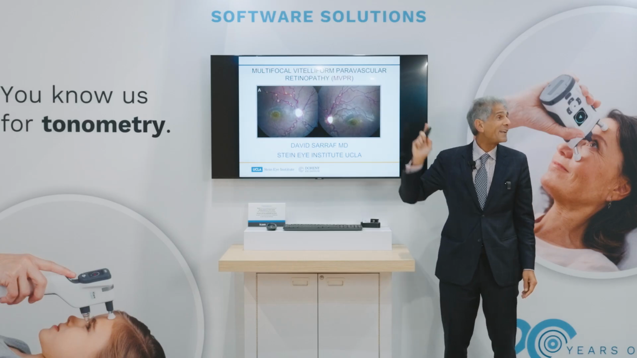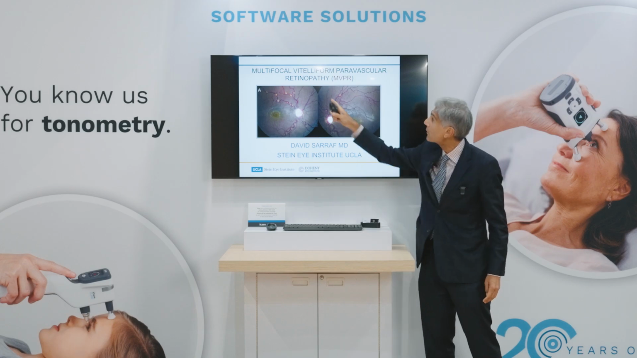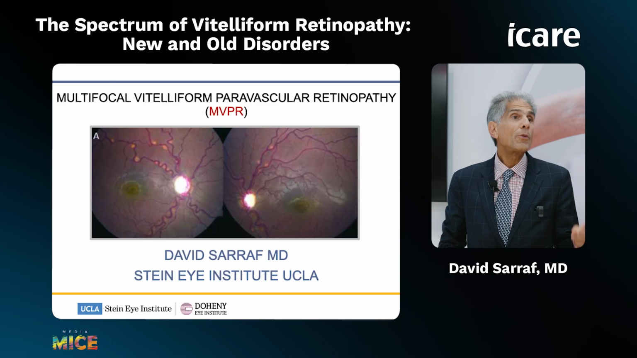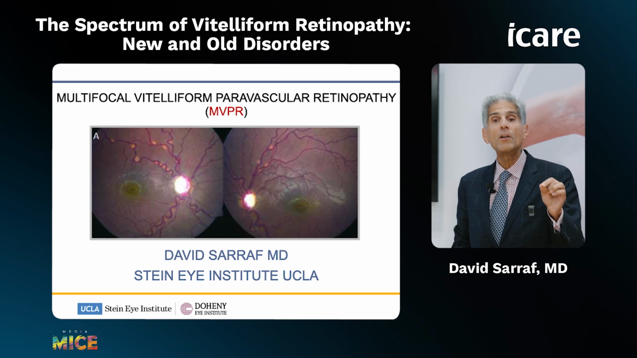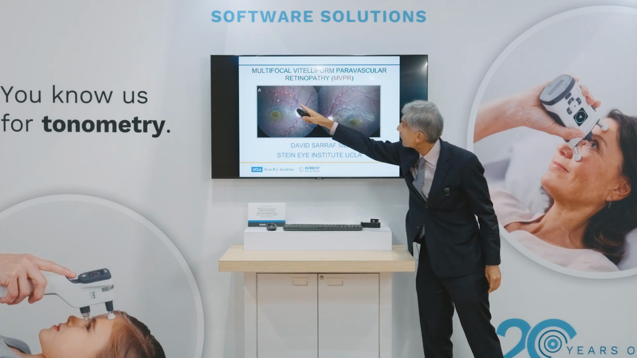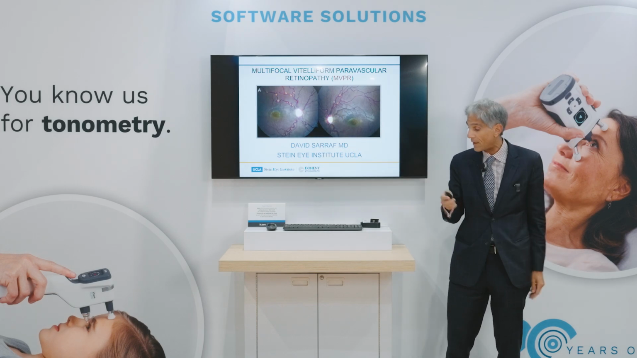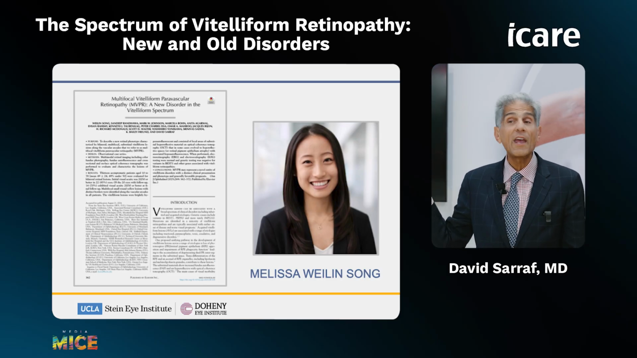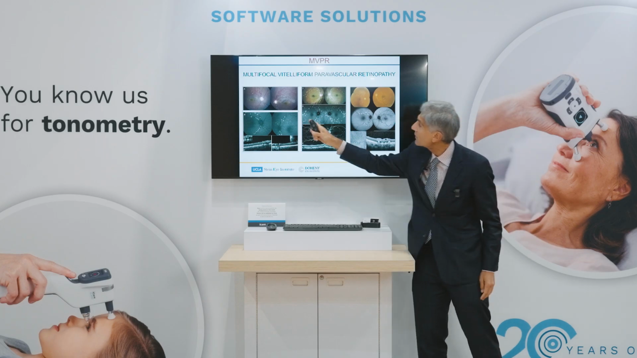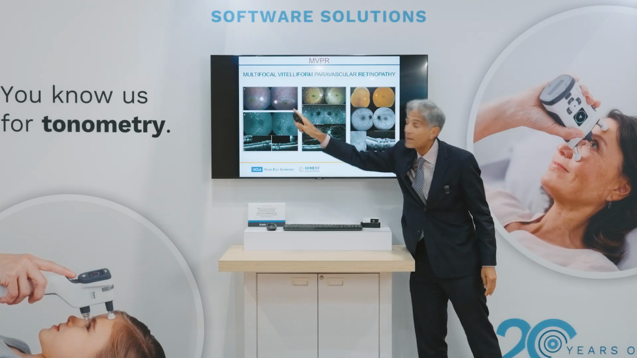This is one final entity that I'll show you, another new entity with vitelliform lesions. This is what we refer to as multifocal vitelliform paravascular retinopathy. These patients are very particular, very unique vitelliform patients because their vitelliform lesions are exclusively around the arcades, in the region of the blood vessels. This is our resident who put all these cases together from all around the world. And what you can see is this really spectacular pattern of vitelliform lesions around the arcades.